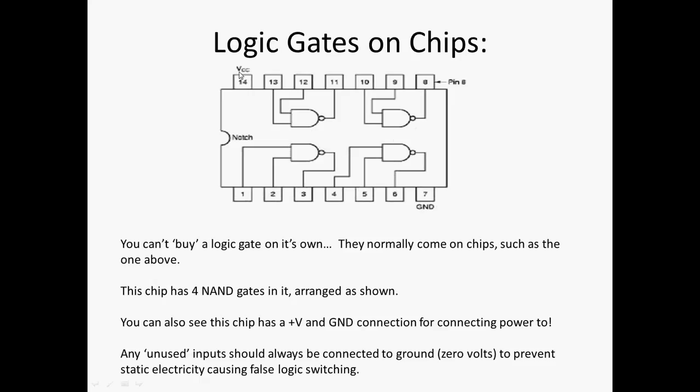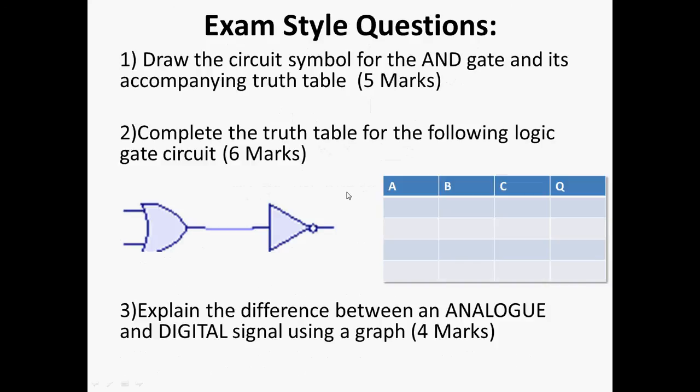Don't forget they've got positive and negative, or power and ground connections. The only thing to bear in mind if you're building any circuits, any unused inputs, you must ground them, connect them to 0 volts, because otherwise static electricity, when you touch the circuit board or the chip, can basically give you false readings. The static will act like an on signal. The logic gate might switch when it wasn't supposed to. That's logic gates done.